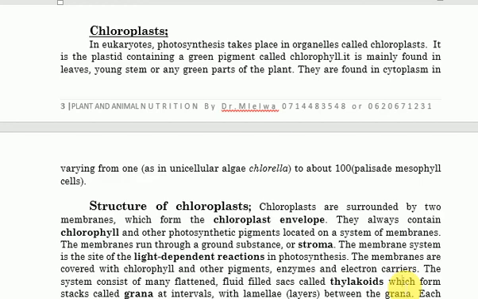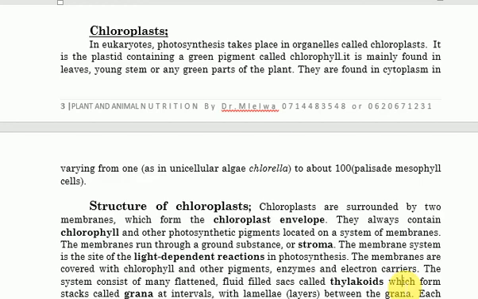They are found in the cytoplasm, varying from 1 in unicellular algae to about 100 in a palisade mesophyll cell. So they are different in number, referring to the different types of cells considered.